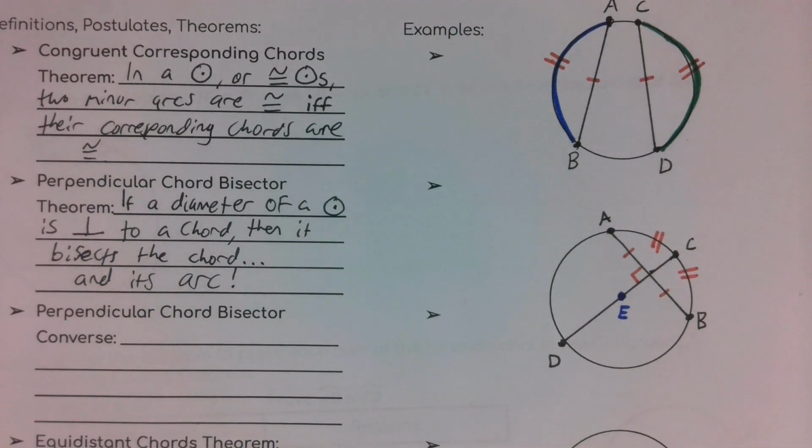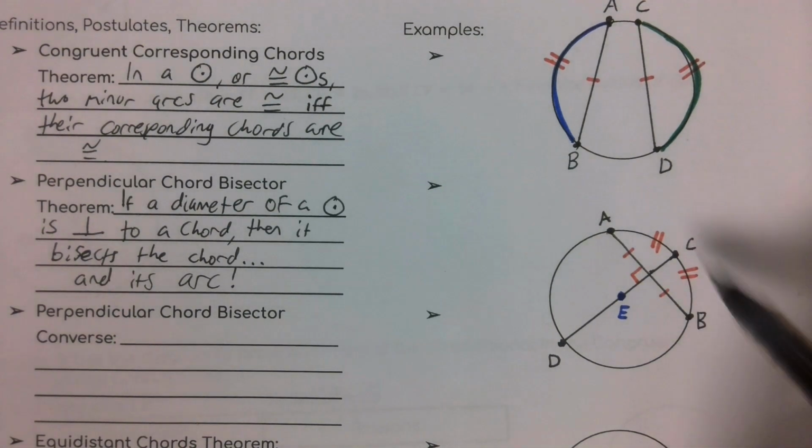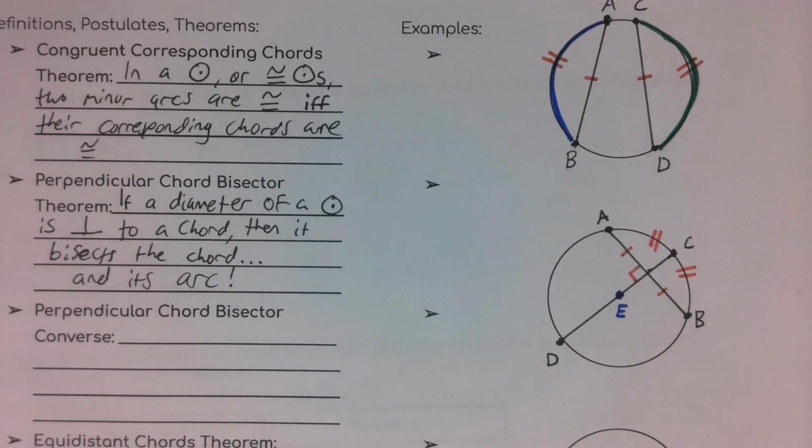So having a diameter is really useful here, because if you have a diameter that cuts a chord perpendicularly, it cuts that chord in half and the arc in half. Nice.